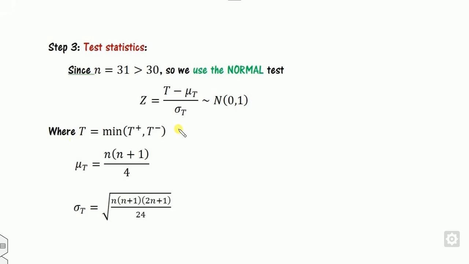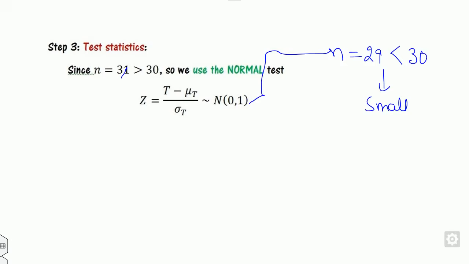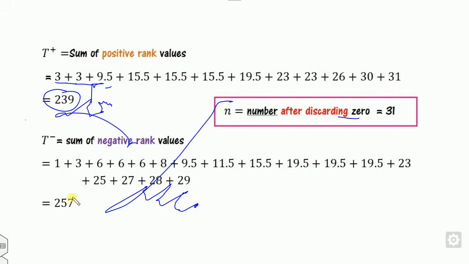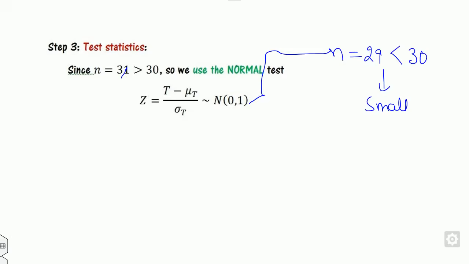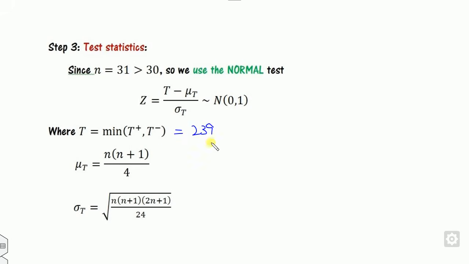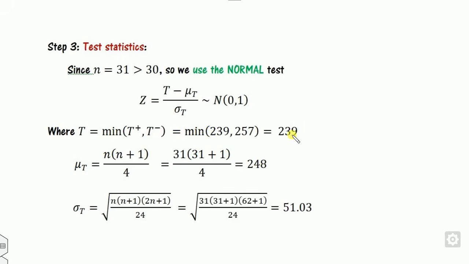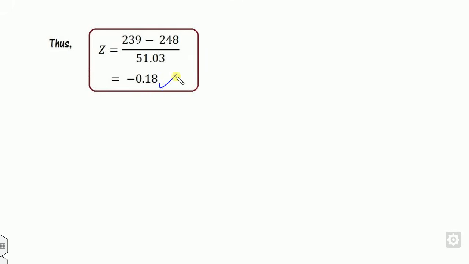So we will calculate this. What are T positive and T negative? We have calculated 239 and 257. The minimum is 239. N is 31, and so on. Once we substitute these values here, you will get 239 minus 248 divided by 51.03. So that is my step 3.